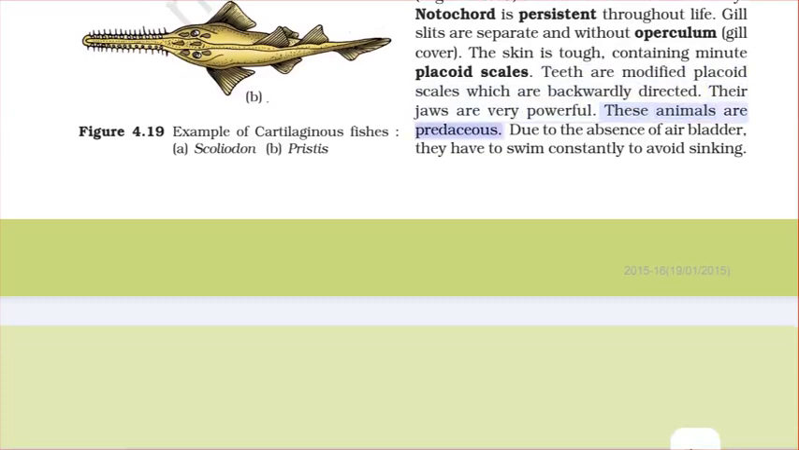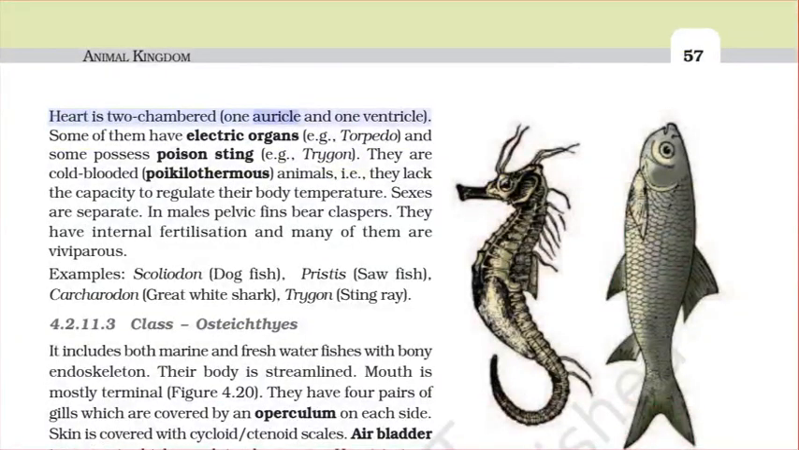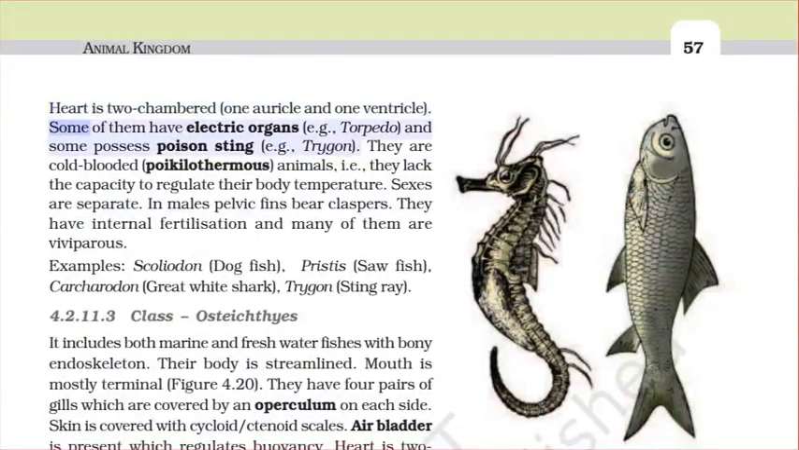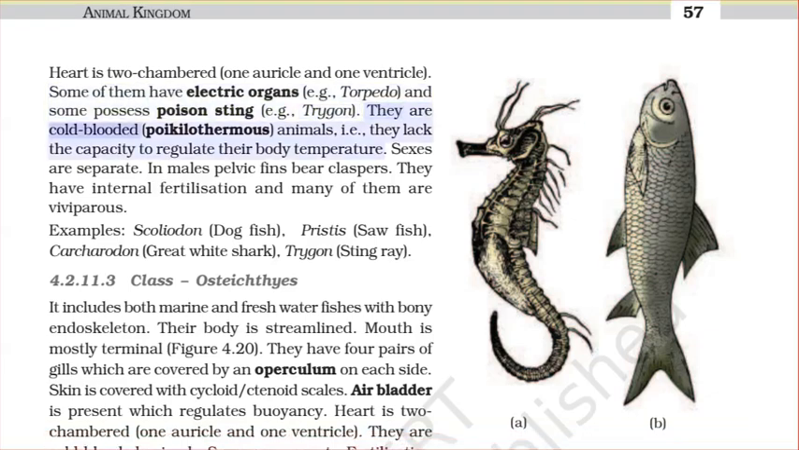These animals are predaceous. Due to the absence of an air bladder, they have to swim constantly to avoid sinking. The heart is two-chambered, with one auricle and one ventricle. Some of them have electric organs, e.g., Torpedo, and some possess a poison sting, e.g., Trygon. They are cold-blooded, poikilothermous animals, i.e., they lack the capacity to regulate their body temperature.